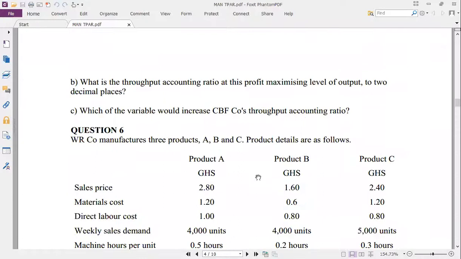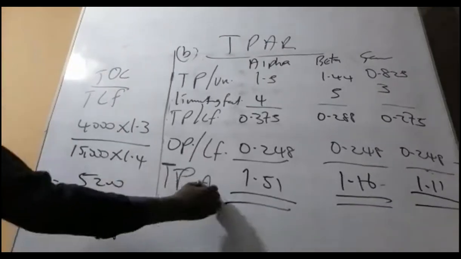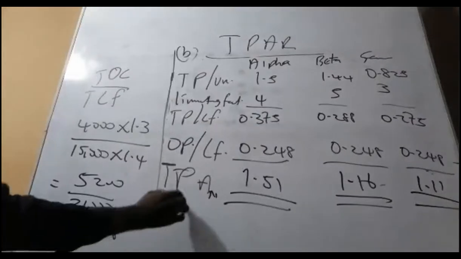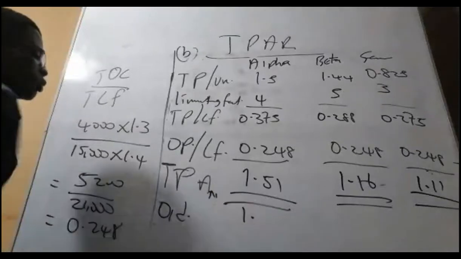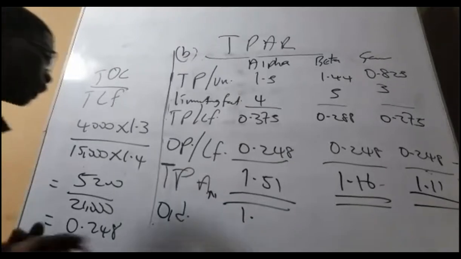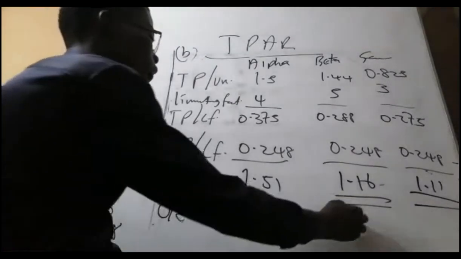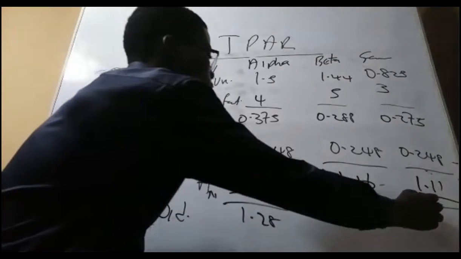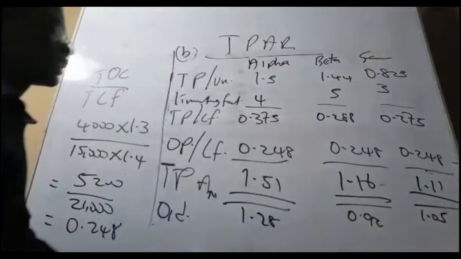Okay, so let's go to C. It says, which of the variables would increase the company's throughput accounting ratio? Let's see whether it's true that the throughput accounting ratio has increased. Let's bring the old one. This is the new. What's the old throughput accounting ratio? The old ones are 1.28, 0.92, and 1.05. So now indeed it has increased.